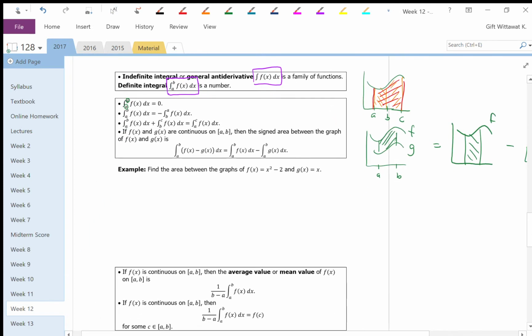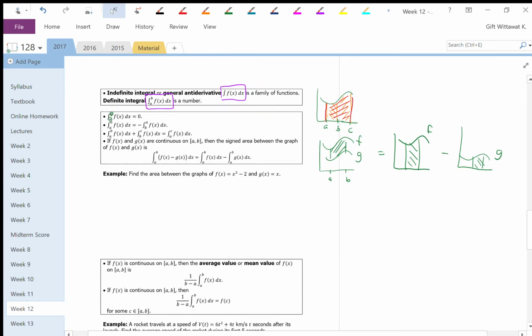So let's actually take a look at this example here. I'd like to find the area. Okay, so there's a catch here. This one is the signed area, but the question is asking for the area. So once again, the signed area can be negative, but the area has to be positive. So let me see how to deal with this one. I'd like to find the area between the graph of x squared minus 2 and x. Okay.